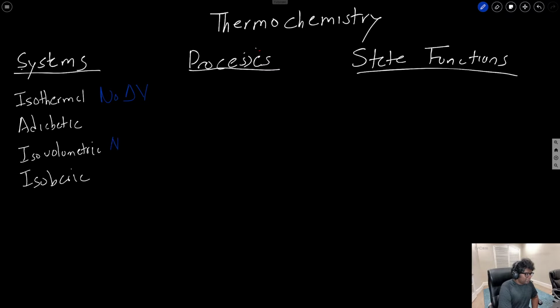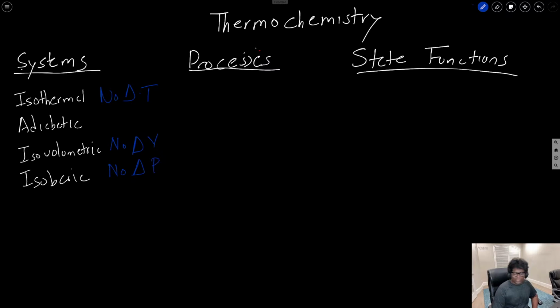Isovolumetric. Oh my god, I'm so sorry, I wrote delta V here. Isothermal is no change in temperature. Isovolumetric is no change in volume. I'm so sorry about that, guys. Isobaric. It's a bit harder, but as people who've taken science classes, you know what it's about. No change in pressure.